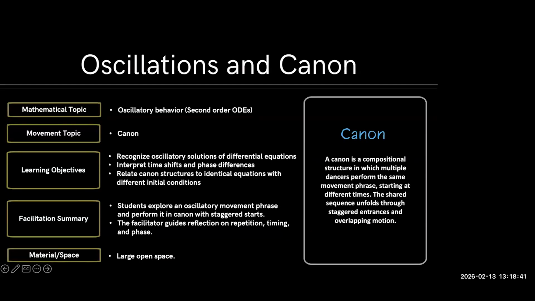All right, so this is another example for second order differential equations, and we use the technique of canon. Maybe everything that's always in the right corner is the movement concept. So canon, like in music, is an echoing; it's really a choreographic tool. So that's always the movement parallel.